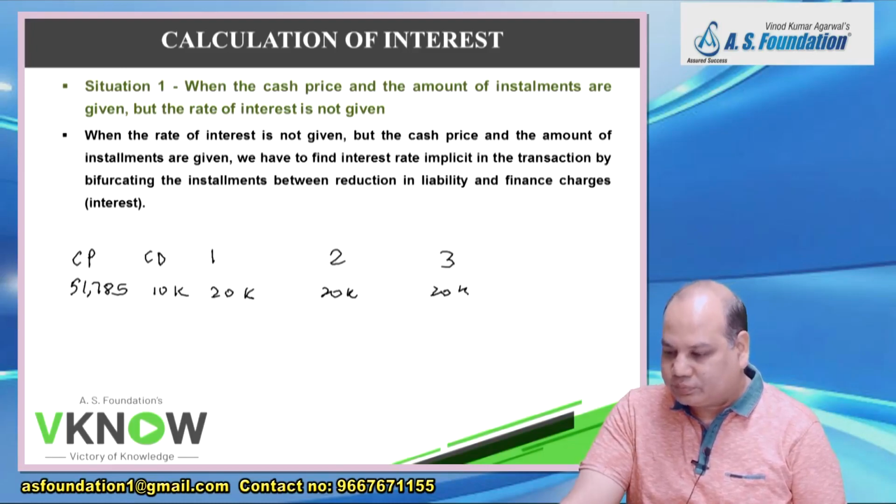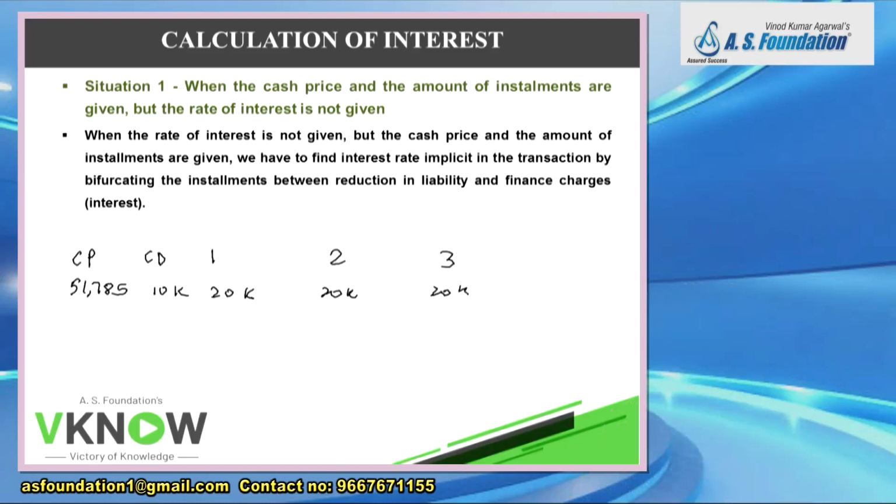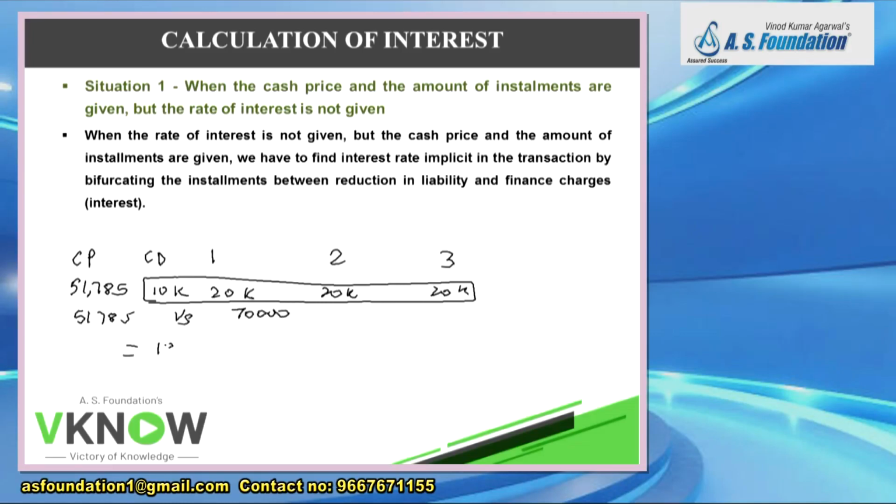When the rate of interest is not given, but the cash price and the amount of installments are given, we have to find out the interest rate implicit in the transaction by bifurcating the installment between reduction in liability and finance charges. You can find out total interest. What is the total interest? 70,000 minus 51,785, this versus this, 18,000? But that is not the answer. You have to pass entry for yearly interest.